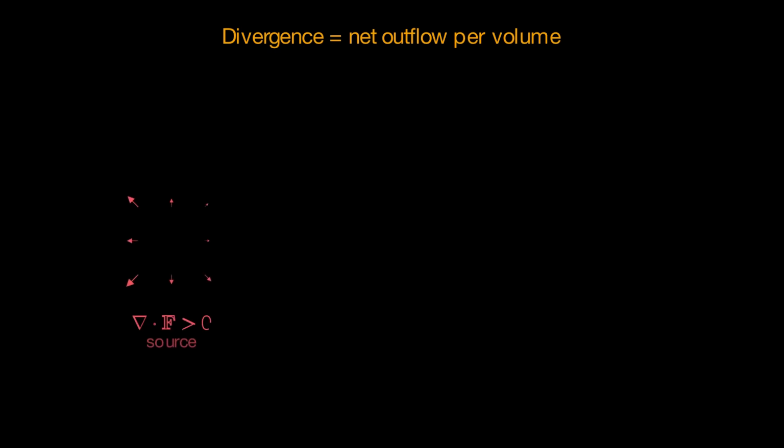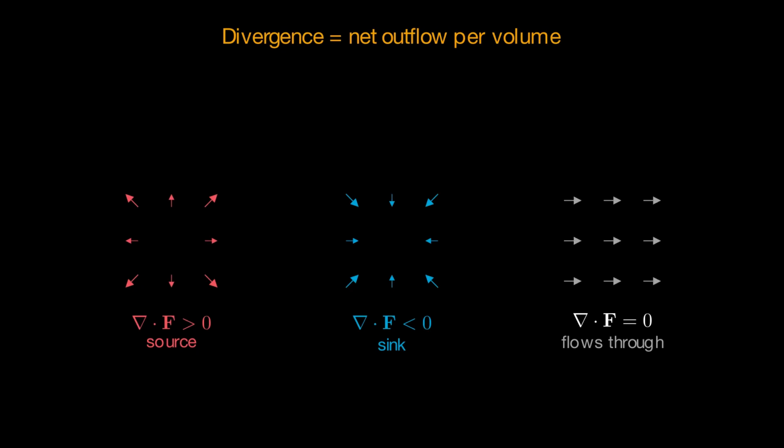What does that number mean? Picture a tiny box around the point and watch the field's arrows. If more flows out than in, the divergence is positive. The point acts like a source, a faucet. If more flows in than out, it's negative, a drain. If what flows in also flows out, the divergence is zero.